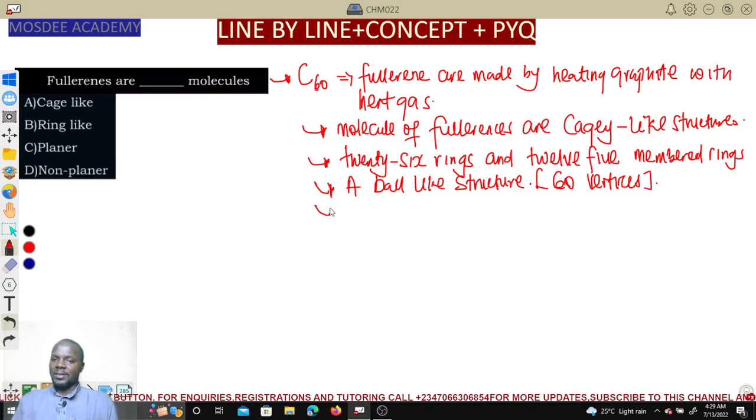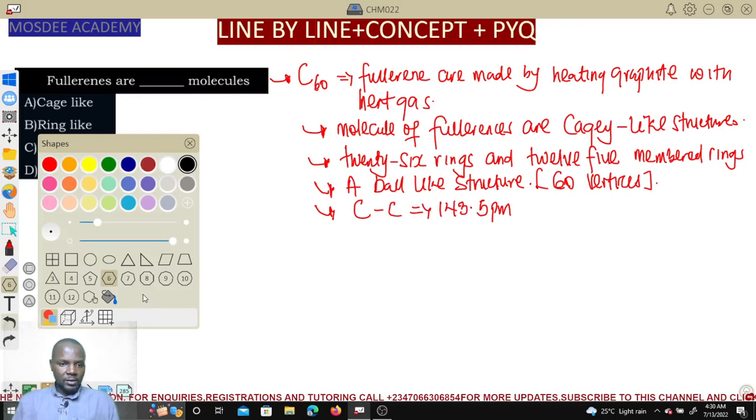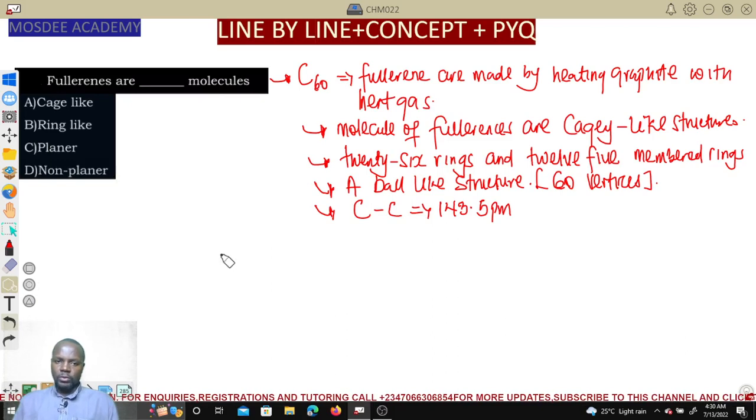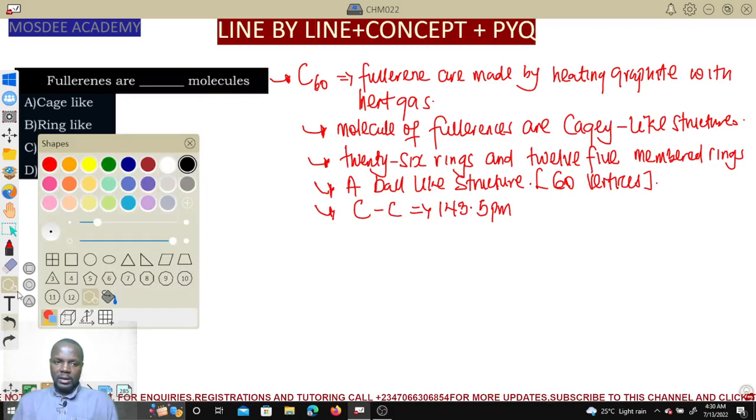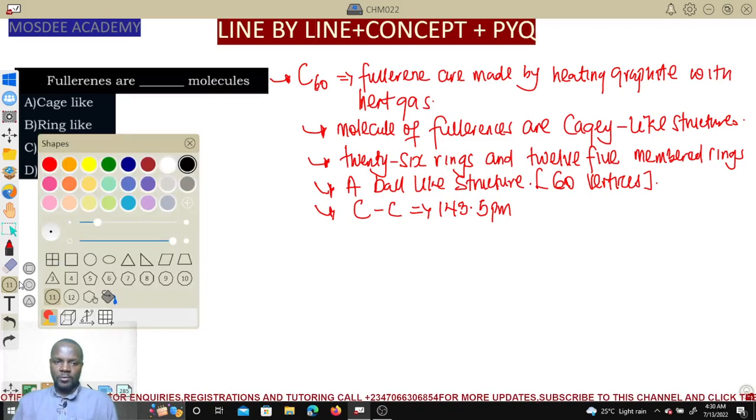So the carbon-carbon distance, that is the type of question that is common in NEET, is 143.5 picometers. That's the distance. And it is spherical. When I say spherical, that is ball-like. You understand? Maybe I will be able to draw this, because I don't think I have anything that can give me that particular shape. But I said 12 five-membered rings, I need 12.